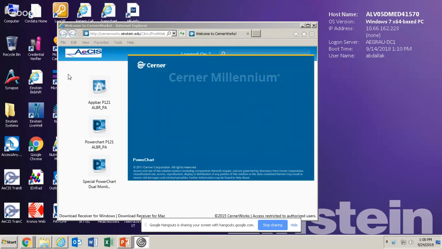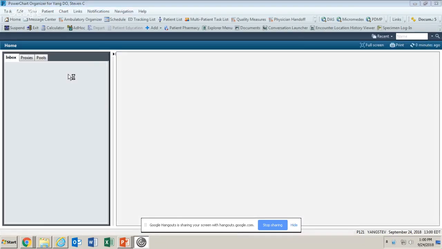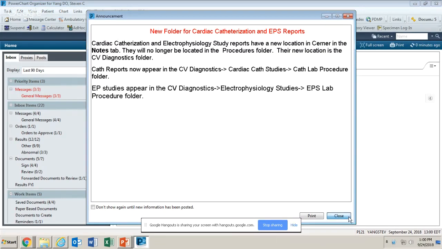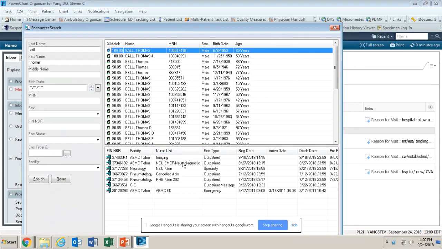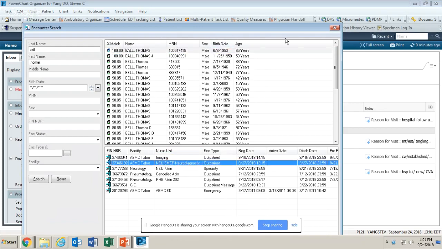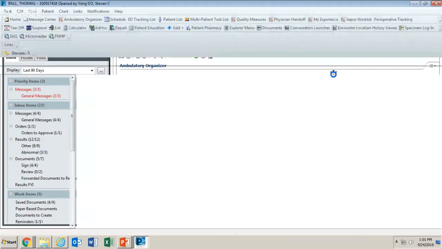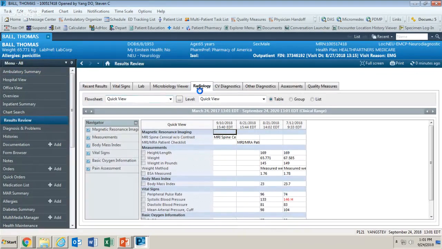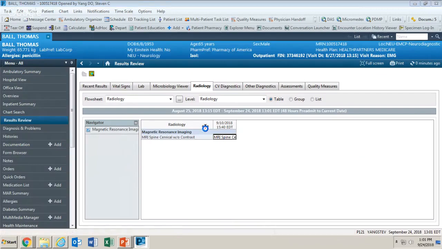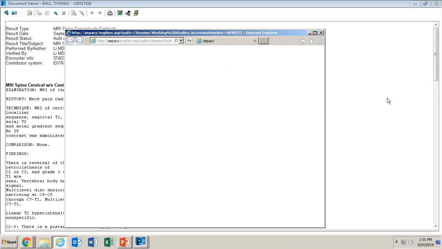You guys have to go? Yeah. Let's look at it really quickly. Students will appreciate this, I hope. Thomas Ball. Uh-oh. Just do the T2 sagittal.